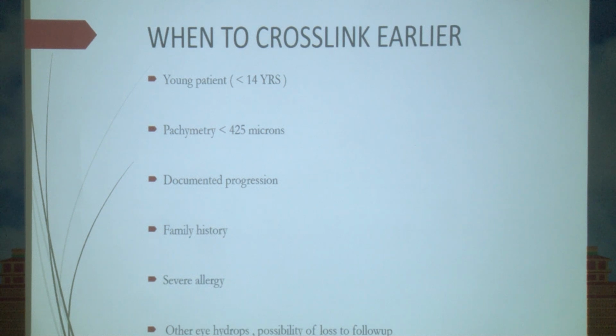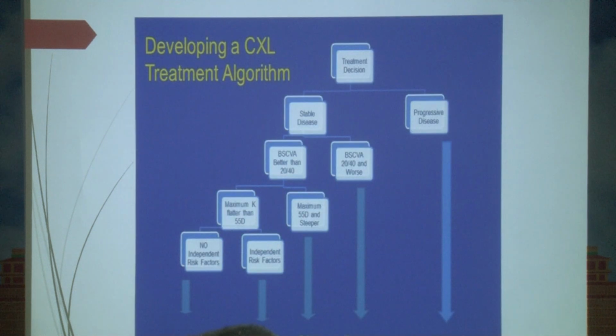Pachymetry less than 425 microns, because there is very little window space for you to go for a standard cross-linking. Documented progression, of course. Family history of keratoconus with progression. Patients who have associated severe allergy, because they tend to rub the eyes and the progression is faster. And if a patient has other eye drops or we see a possibility of loss to follow-up in such patients, we opt for an earlier cross-link.